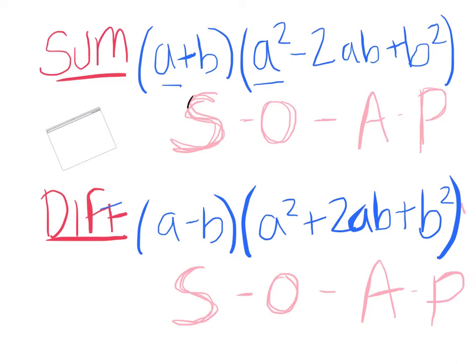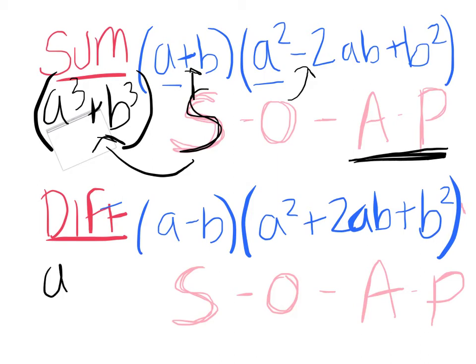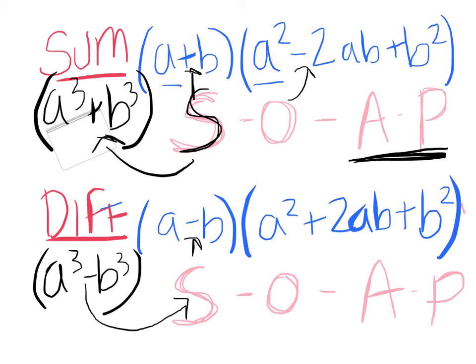So this S stands for the same sign. It's always the same sign. So if I had a to the third plus b to the third, this is always the same sign as the original problem. This O stands for opposite sign, because we'll take the opposite of the original. And at the end, it's always positive. So down here, if I had a to the third minus b to the third, that's a negative, so this is the same sign, which is a negative. This means the opposite sign. That was a negative, so it becomes a positive, and this is always positive.